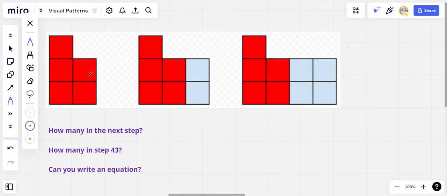If you choose to accept the challenge, what you need to do is decide how this pattern is changing in each step so that you can predict how many boxes will be in step number 4, and then at a higher level of challenge, how many in step 43? And can you write an equation to model the whole pattern and find the number of boxes in any step at all? So if you'd like to accept that challenge, pause the video and give it a shot.